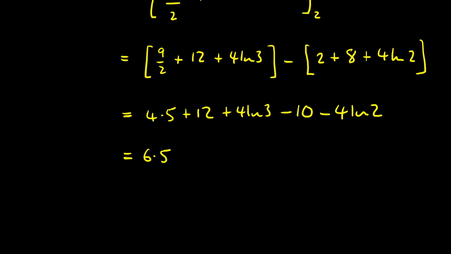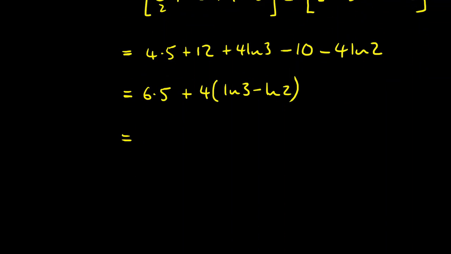And then we've got 4 ln 3 minus 4 ln 2. So what I'm going to do here is factorize out the 4. So I've got 4 bracket ln 3 minus ln 2. And then I can use the log rule, right? Because log A minus log B is log A over B. So I can write this as 6.5 plus 4 ln 3 upon 2, or 1.5.